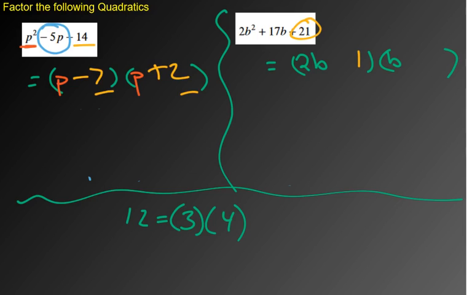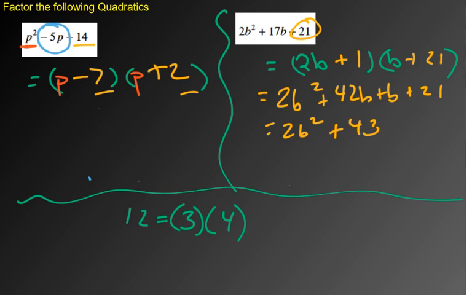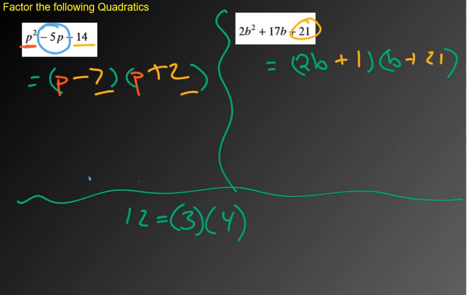So maybe you think it's 1 and 21. And then if you just test it, you would get 2b squared, 21 times 2 is 42b, and then plus b plus 21. And so you would see that you're getting 43 b's in the middle, not 17. And so then you can see, okay, that wasn't the right one. And so you just play around with it a little bit. And this is what I mean by if you can't do this in 20 seconds, then you'll just do quadratic formula and that's totally fine.